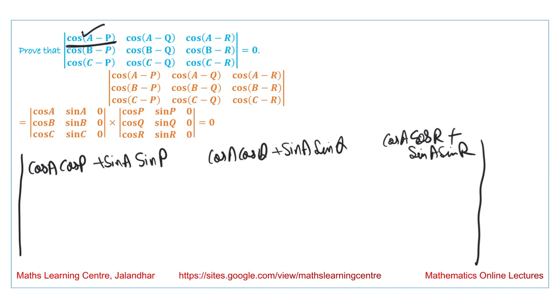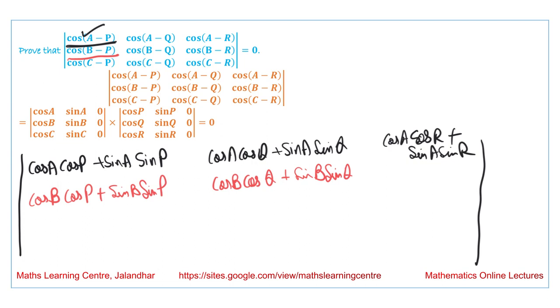Next we will have cos of B minus P, so that will be cos B cos P plus sin B sin P. Next will be cos B cos Q plus sin B sin Q, and last will be cos B cos R plus sin B sin R, and similarly we can write the third row here.